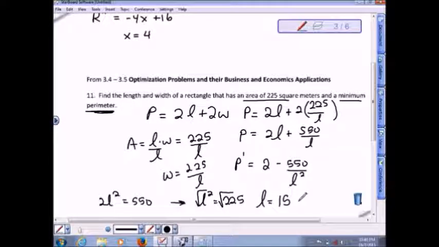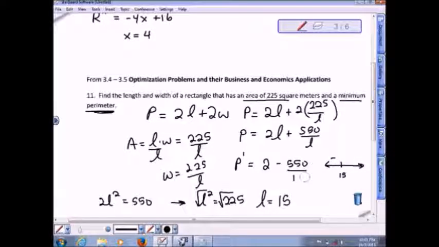Now, we do have to check that this actually is a minimum value here, and not a maximum, so using a quick little first derivative test, we test points in each interval on either side of 15. So if we plug in a 14 over here for L, 14 squared is 196. Now 550 divided by 196 is a little bit more than 2. If you take that from 2, you end up with a negative value.